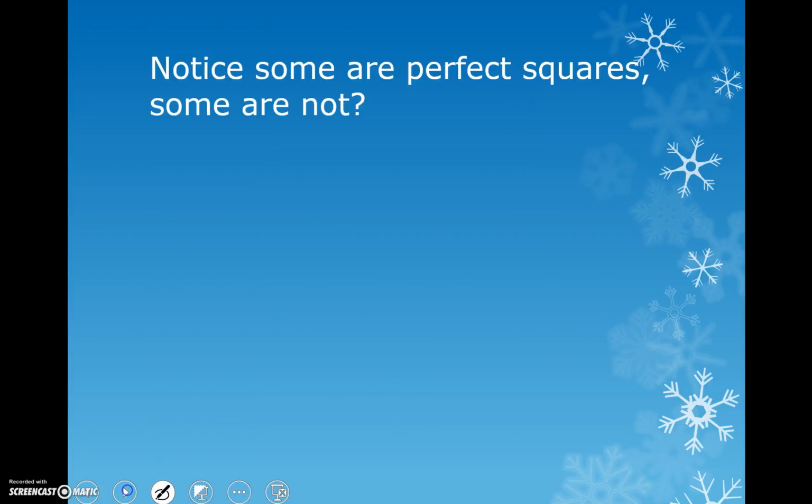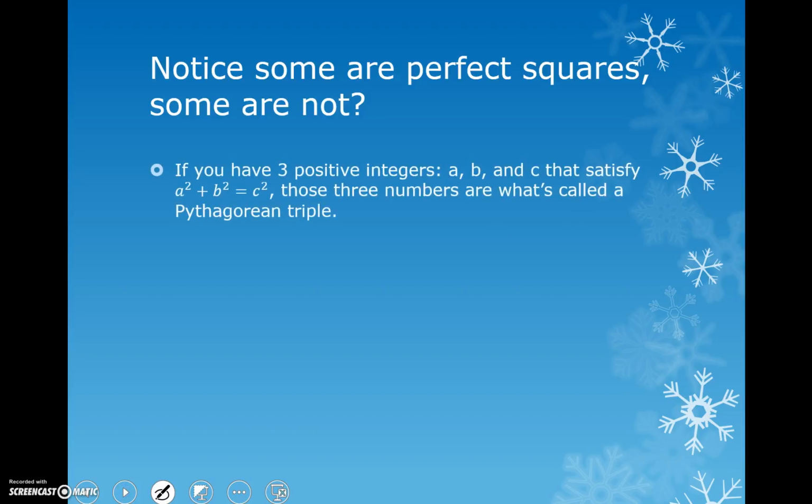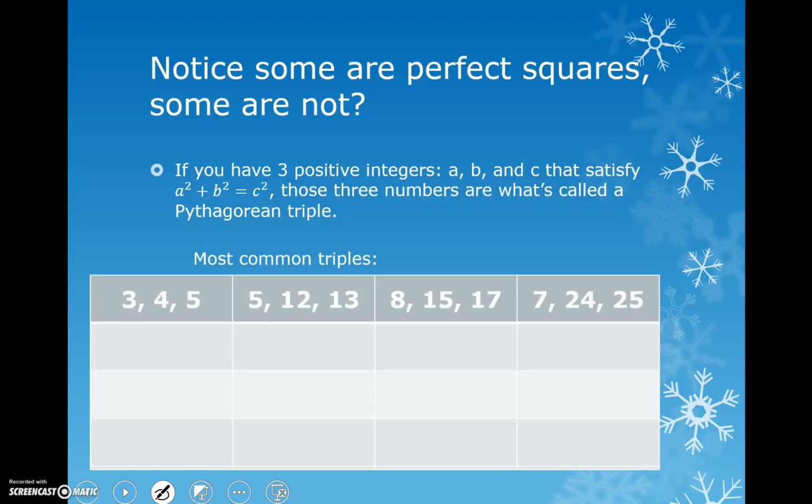All right, so in some cases, I think you're noticing already that some have perfect squares and some are not perfect squares. I'm talking about whether there are radicals in the answer or not. What I want you to notice is that if you have 3 integers and everything is an integer, with no decimals, those are called Pythagorean triples. We have some very common Pythagorean triples, listed at the top.